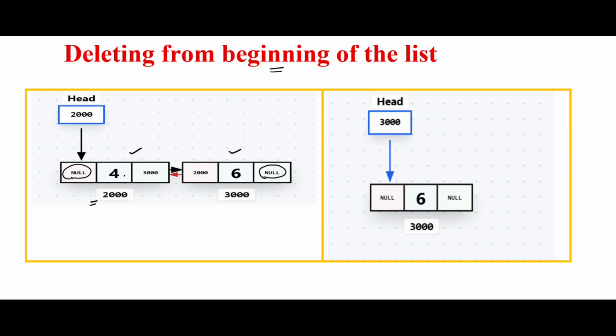Now I want to delete from the beginning. Beginning means the first element. So this is the del node. I have to delete this so that 6 will become the head. This is the final part, the final result of this deletion. Now let us discuss the coding for this.